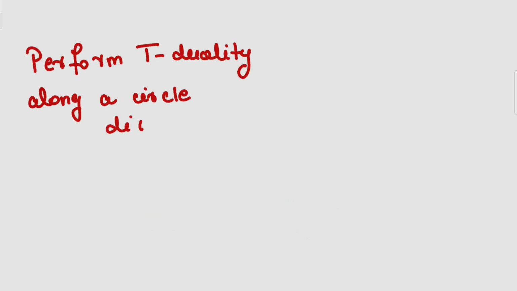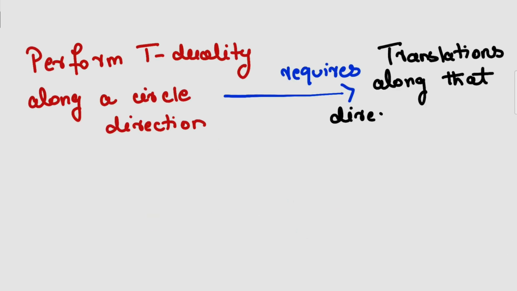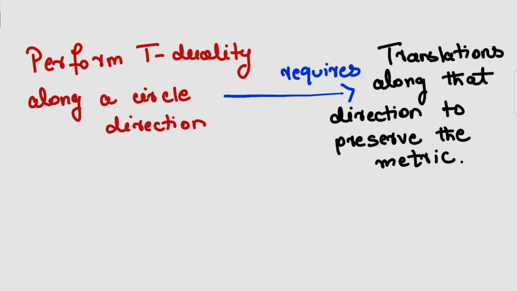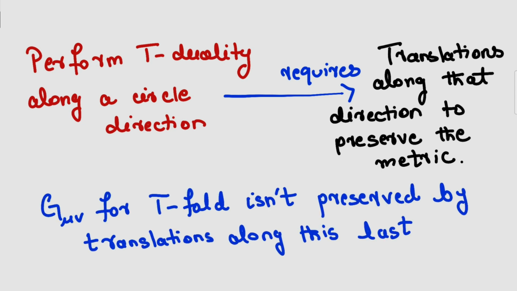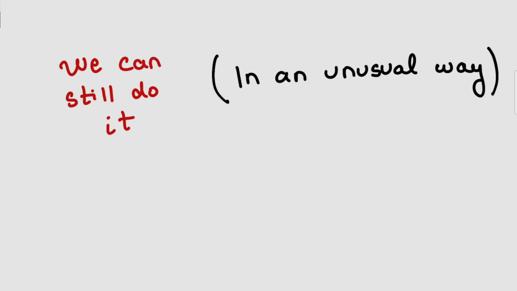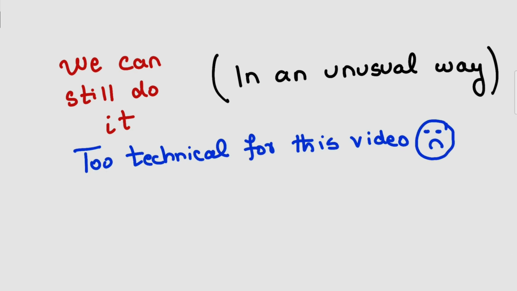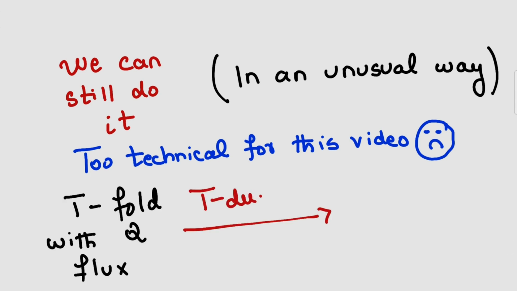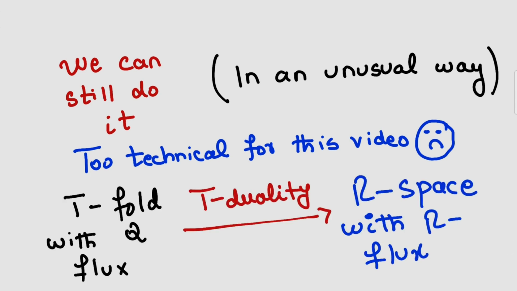This is because to perform T-duality along a circle in the usual way, translations along that circle should be an isometry, which means that the metric should not change under those translations. However, the metric G for the T-fold isn't invariant in such translations. This last T-duality can still nevertheless be performed in an unconventional way, but I won't explain that procedure here. I will only present some features of the resulting space. The resulting space is called the R space, and it has a non-geometric flux called R flux.